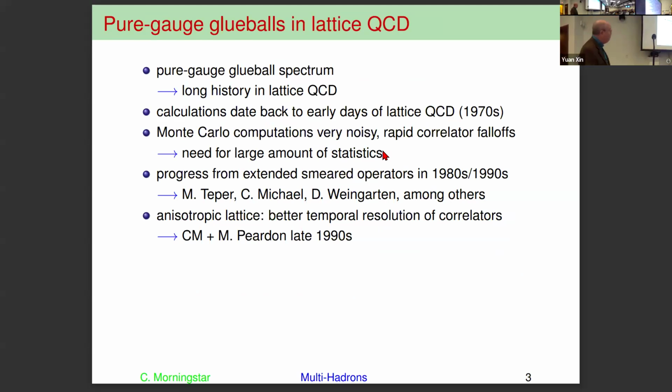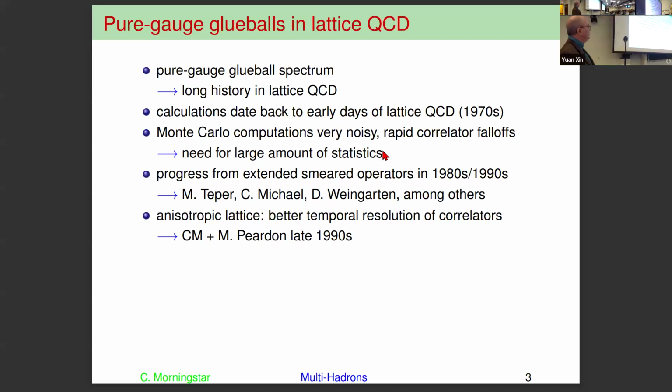So let me talk about glueballs first. There's a very long history of the pure gauge glueball spectrum, so no quarks, just gluons. This dates back really to the beginning of lattice QCD in the 1970s, when the first calculations were being done. These are very difficult to pull off because they're very noisy, and it turns out these glueballs are quite heavy, so the correlators fall off very quickly, and the signal to noise is especially brutal.